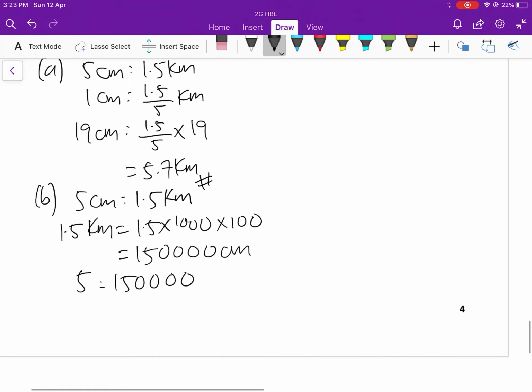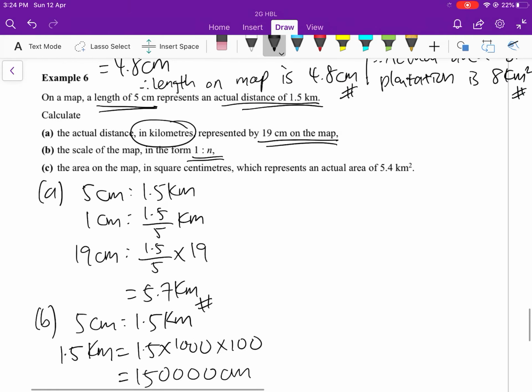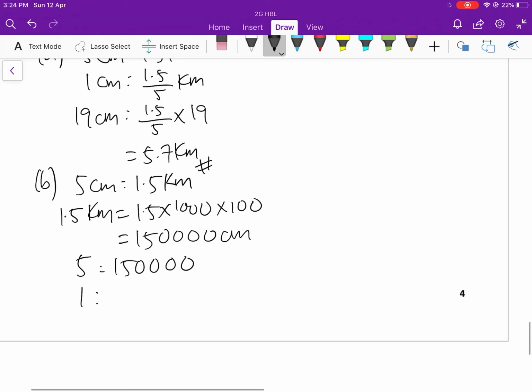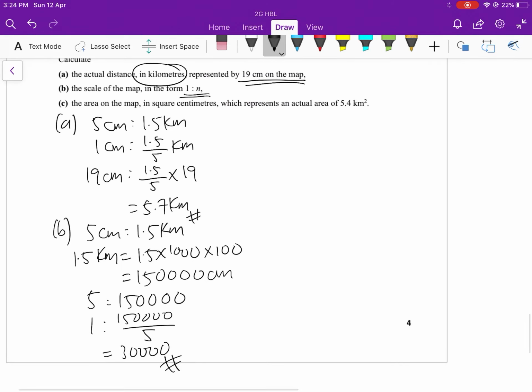Then you will be thinking, Mr. Ray, how come I don't need to write down the cm and cm? Because as long as you have the same unit, there is no point writing the cm down. Okay, because it's understood to be the same unit, which is cm by default. So I change it to 1 because the question wants it to be 1:n. So I divide by 5. Okay, I just need to divide by 5. So my answer will be 30,000. Okay, so this is 1:30,000. In other words, the n value, if I were to ask you for the n value, it is 30,000.